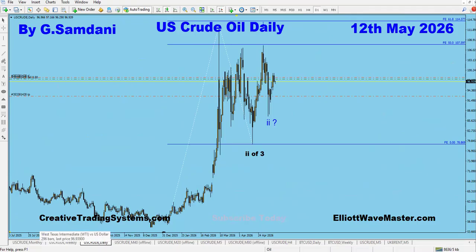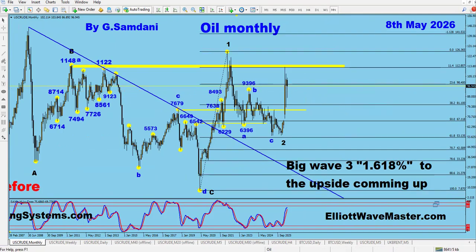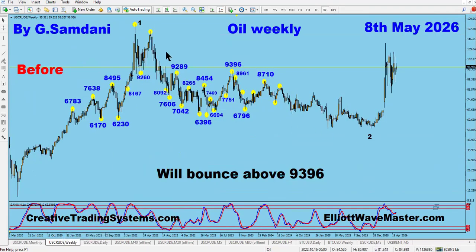And then, well, start with the monthly chart, right? So monthly chart, I'm going to close it here just to show you what it is right now. So I made this chart a long time ago saying that this big wave three is going to be coming up because this is wave one, this is wave two. Now, this wave two is right here. Wave one, two, and then we started to go to the upside for wave three.